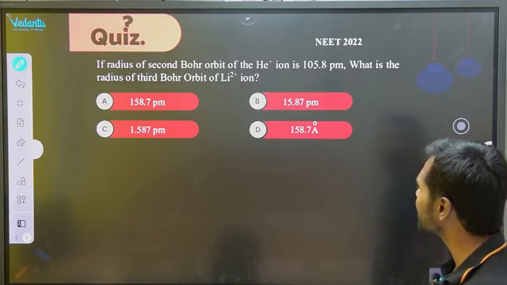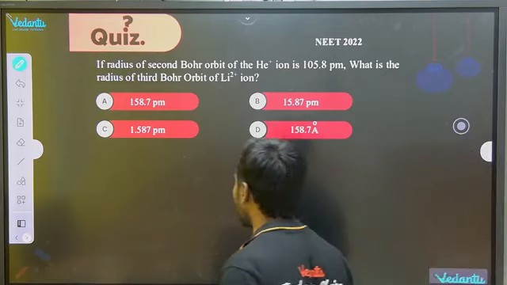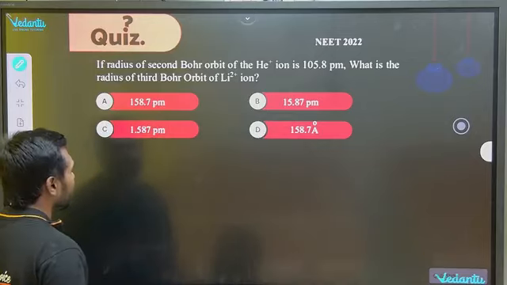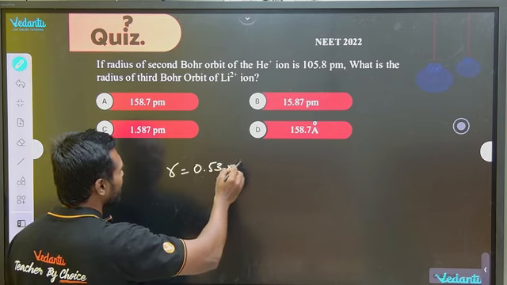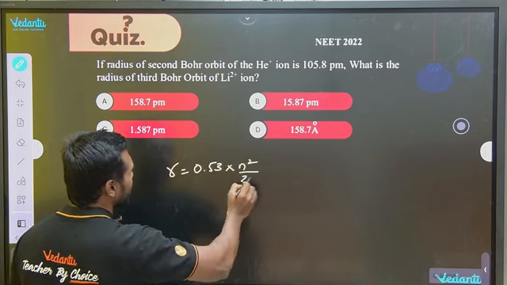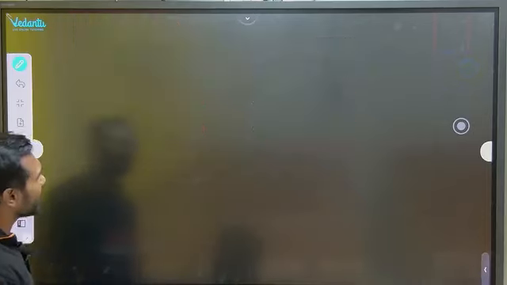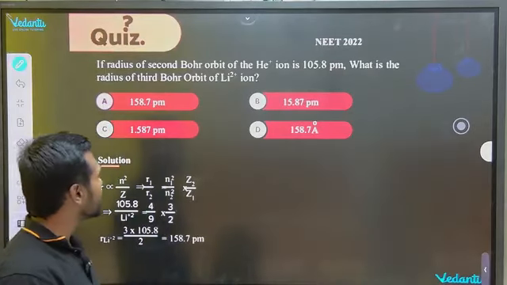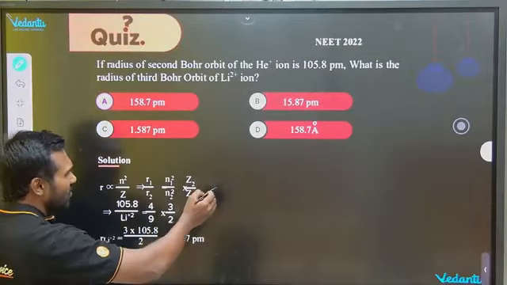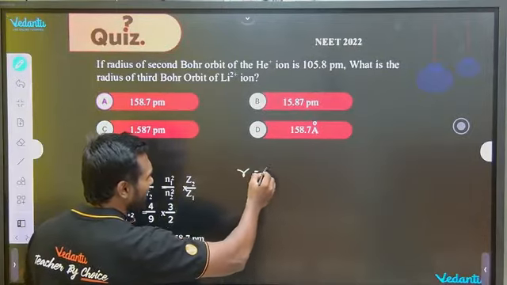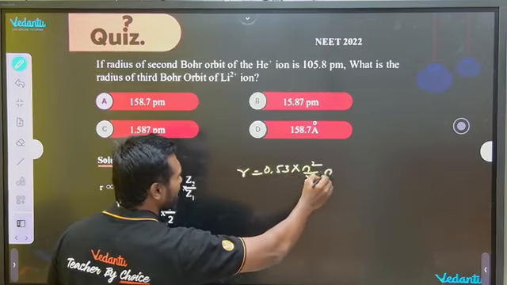105.8 picometers. What is the radius of the third Bohr orbit of the lithium 2 plus ion? Here we know the radius formula, that is 0.529 into n square by Z in angstroms. You take this formula, and now you have to compare.